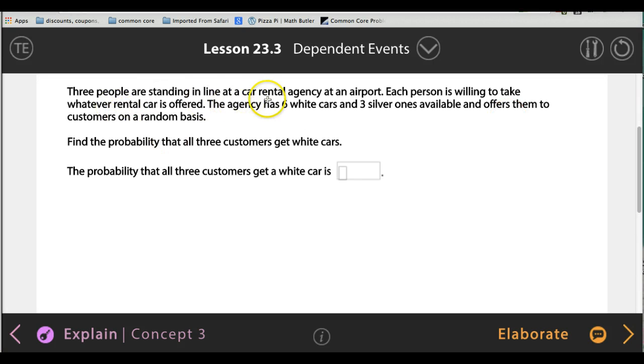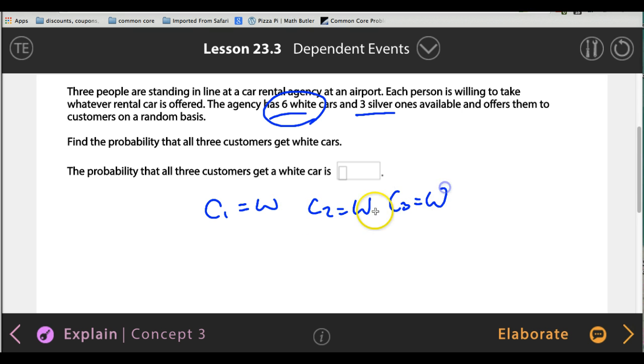3 people are standing in line at a car rental agency. They don't care what car they get. 6 white cars and 3 silver ones. Find the probability that all 3 customers get white cars. So in this case, you don't have to worry about the order or anything like that because all 3 customers are going to get the same color. They're all going to be getting white. So customer 1 gets white, customer 2 gets white, and customer 3 gets white.